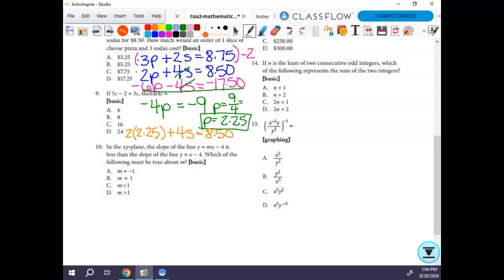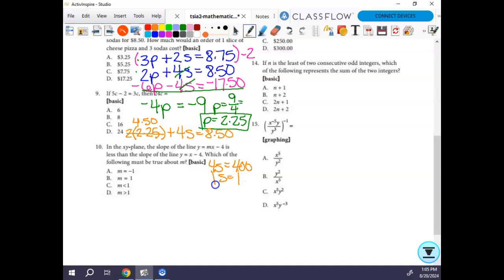All right. So what's 2 times 2.25? I always think of it as money anyway. You have $2.25 and you double it. What do you have? $4.50. Thank you for participating. So this becomes 450, and then I'm going to subtract 450 from both sides, so I get 4S equals $4 because 850 minus 450 is $4, so S equals 1.